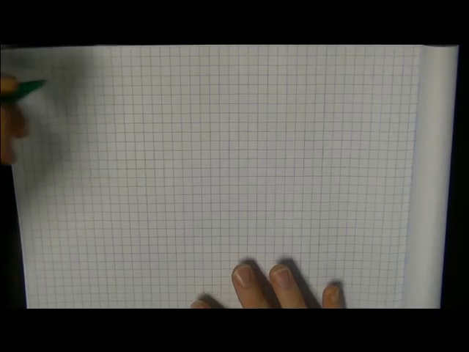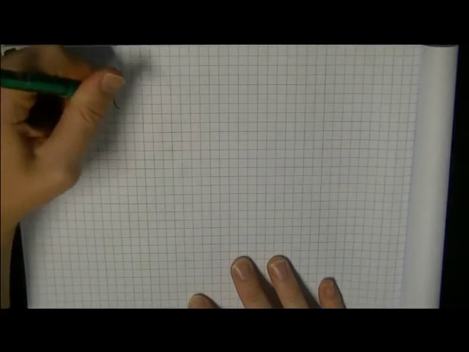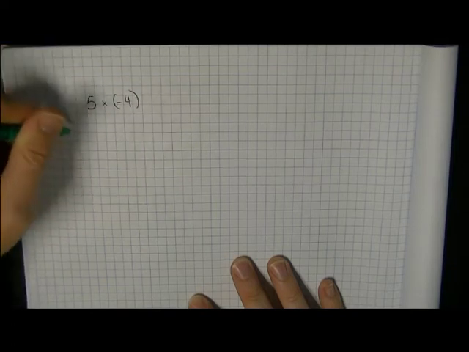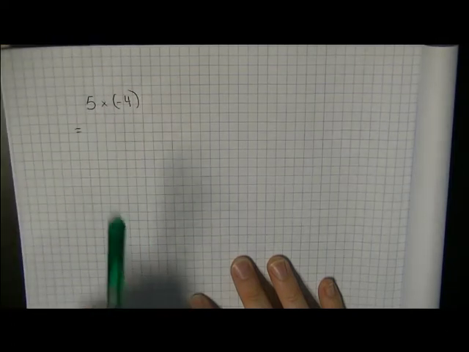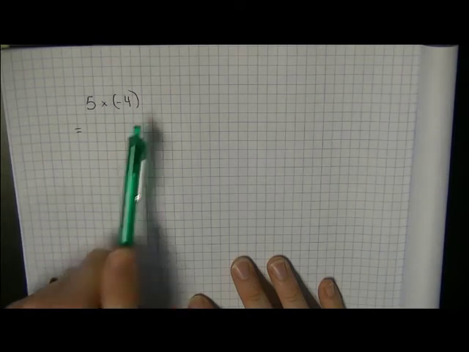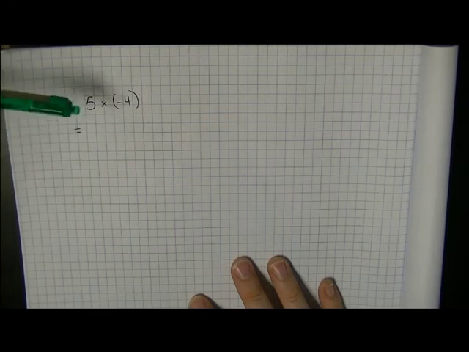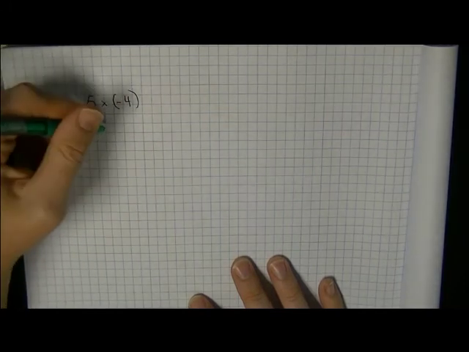If I'm going to multiply by a negative number, so let's say I'm doing 5 times negative 4, my answer is always going to be, you take the 2 numbers here and multiply them together, the two magnitudes, so 5 and 4, and that ends up being 20.